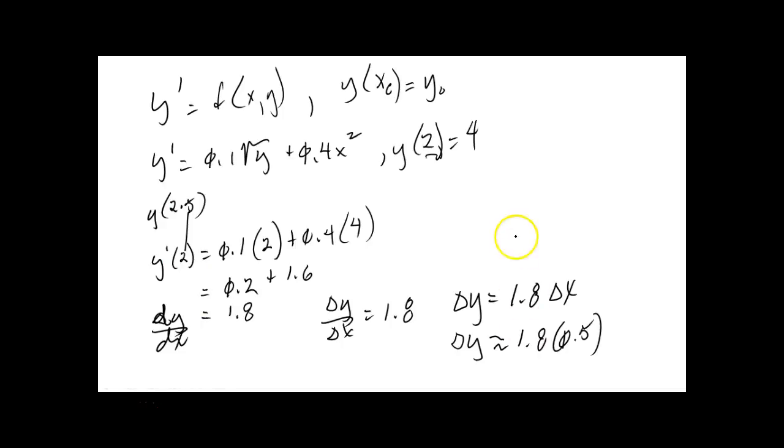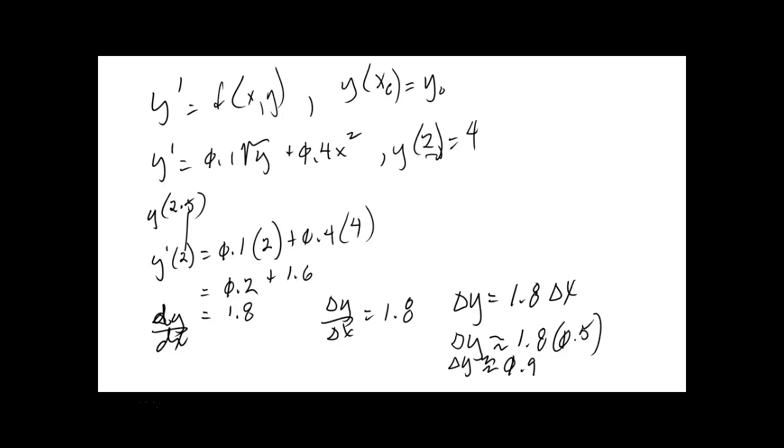The difference in x, that would be delta y, is approximately 0.9, right? Half of 1.8, right? Well, your y here was 4, and it went up by... okay, wait just a second. Say that again.